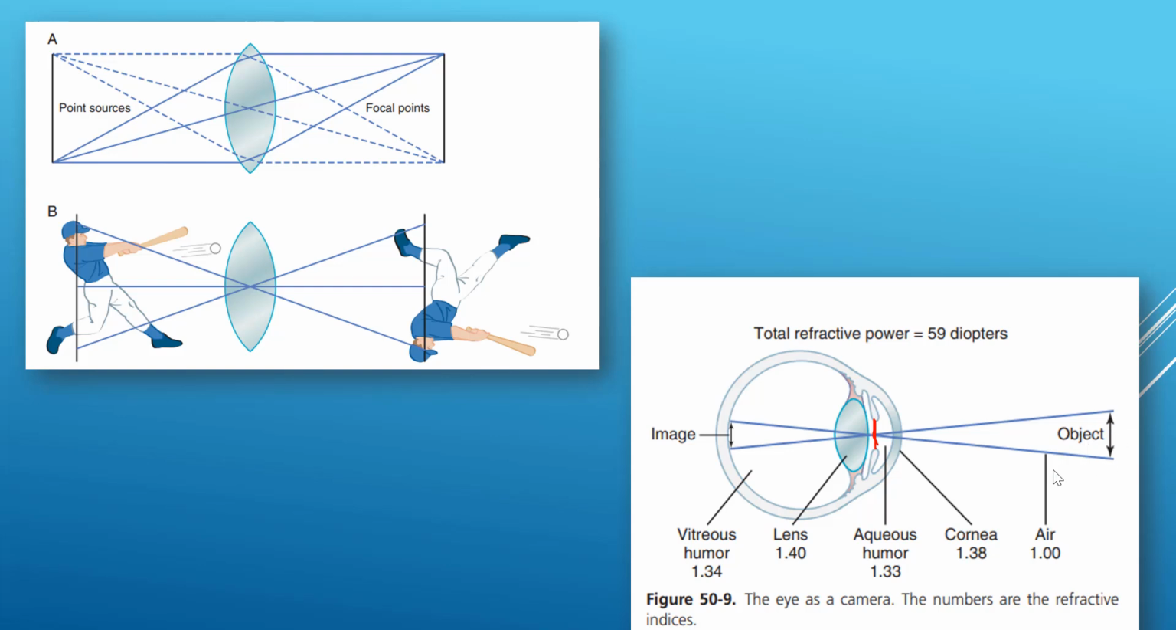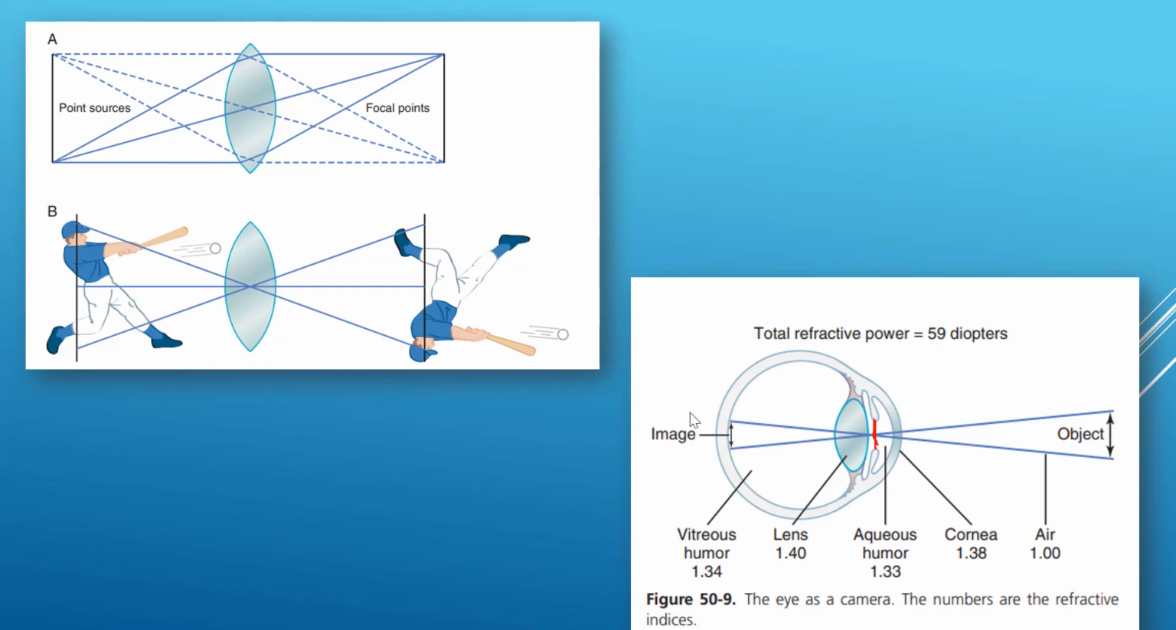So that's an object. The light is going through air with a refractive index of 1, and then through the cornea with a refractive index of 1.38, the aqueous humor, and then the lens with a refractive index of 1.4. You don't need to remember these numbers, just remember that they have a higher refractive index than air. And lastly, they present the image on the retina.